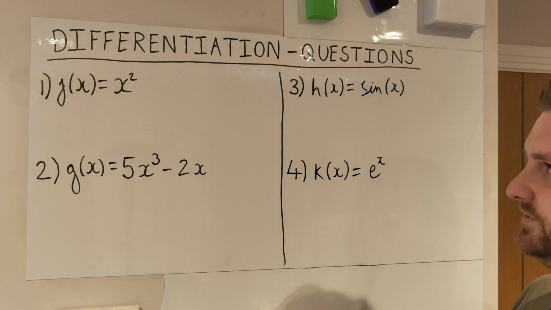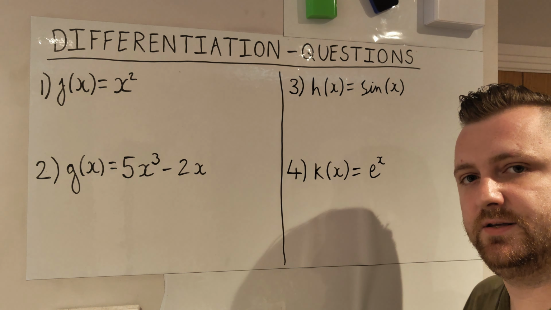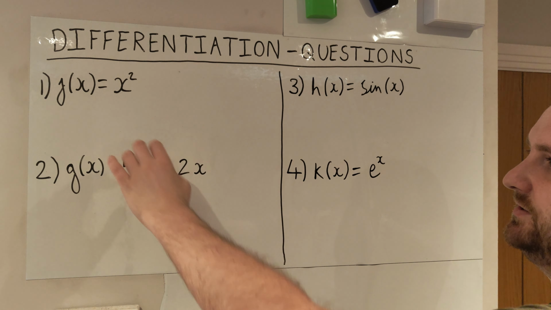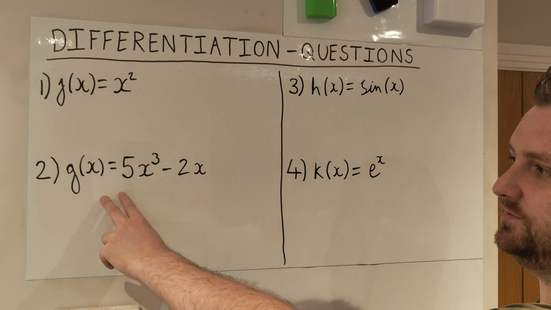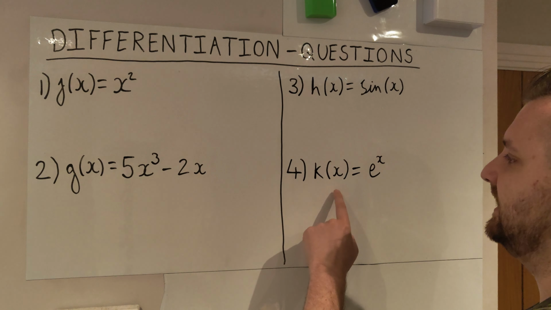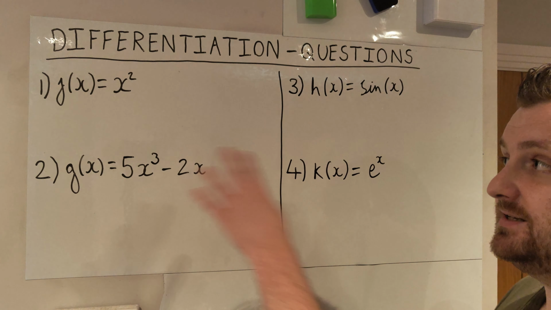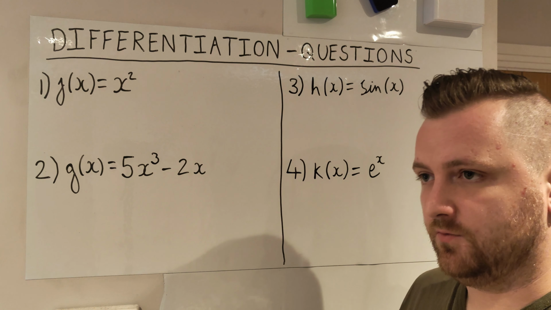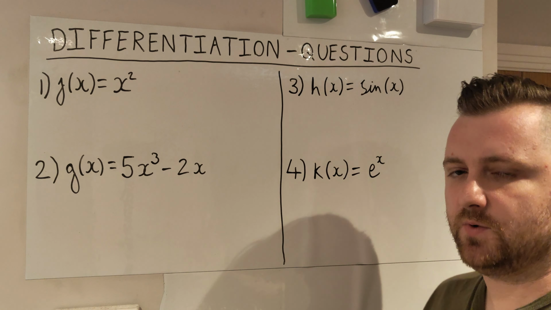I was trying to think how to explain this video. I guess what I'm going to do is go over this variety of questions. So we've got f of x is equal to x squared, g of x is equal to 5x cubed minus 2x, h of x is equal to sine of x, and k of x is equal to e to the power of x. We're going to differentiate all of these, and I'm going to give you some explanation along the way, so it'll give you a bit more understanding of how to tackle these types of questions.